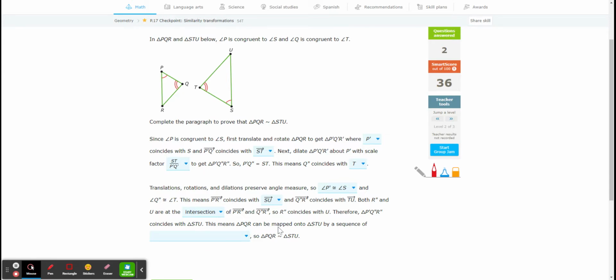That means PQR can be mapped onto STU by a sequence of rigid transformations and dilations. Notice we did both. We did a translation first, then we did the dilation. And again, totally use this figure to help you draw on there.